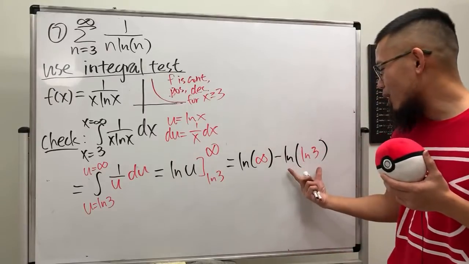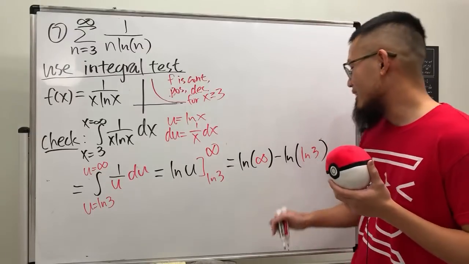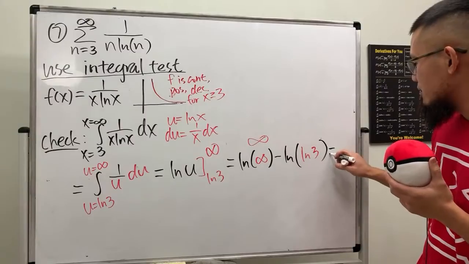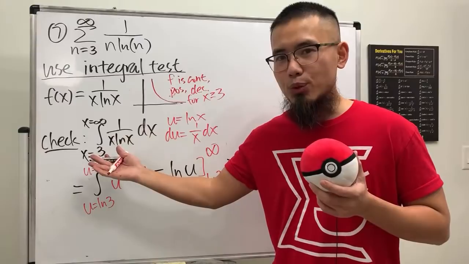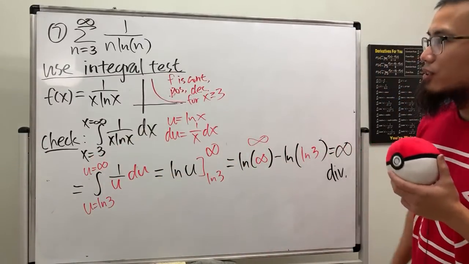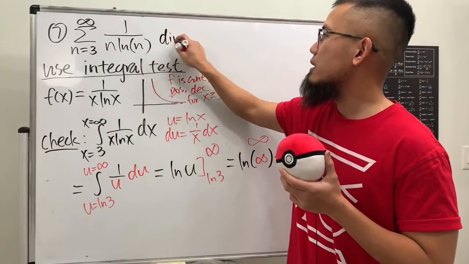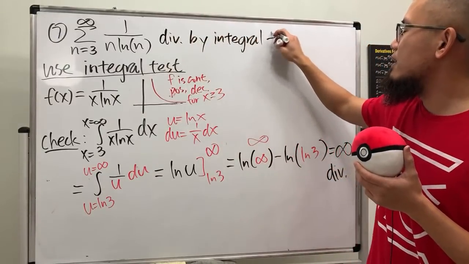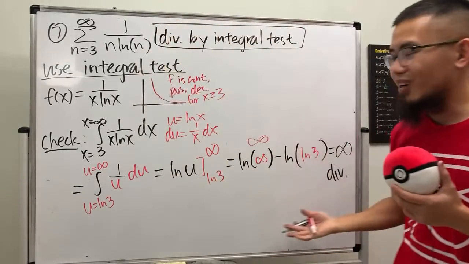Well, I don't know how big this number is, but I know this is finite. But I also know that this right here is infinity. So you have infinity minus a finite number. You know this right here is equal to infinity at the end. Therefore, this improper integral diverges. So we can come back here and say this right here also diverges. And the reason is because we use the integral test. Right? Diverges by the integral test. So just like this.